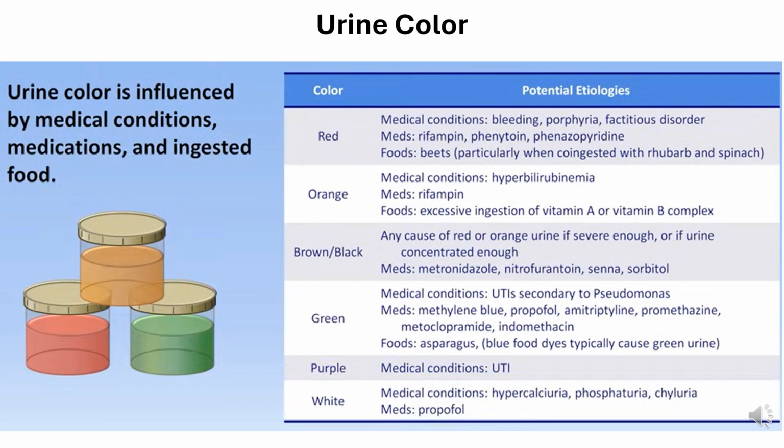Brown/black. Rare, often a severe/concentrated version of red or orange causes, e.g., old blood, myoglobin. Green, rare, Pseudomonas UTI or medications, e.g., methylene blue mixing with yellow urine. Purple, rare, associated with infected urinary catheters, purple urine bag syndrome. White, rare, caused by hypercalciuria or chyluria, lymphatic fluid, often from filariasis.